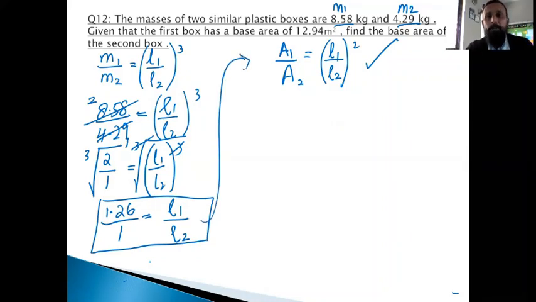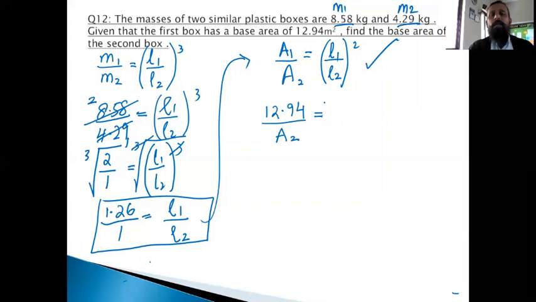Now, read the second part of the question. Given that the first box has the base area 12.94 meters square, find the base area of the second box. Now, boys and girls, they are giving us the area of the first box. So we can suppose let A1 be 12.94. We're going to plug in these values. Find the base area of the second box. Let it be A2 and it's unknown.